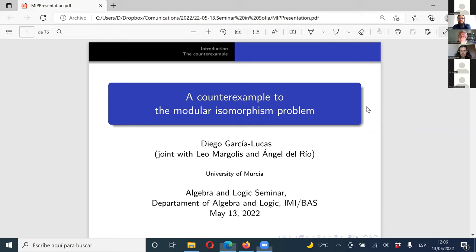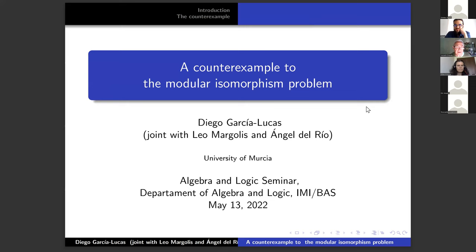Okay, the talk today is about Diego García-Lucas. This is about a counterexample to the modular isomorphism problem. The people who are involved in the business know that this is one of the oldest and the hardest problems in the theory of group algebras.